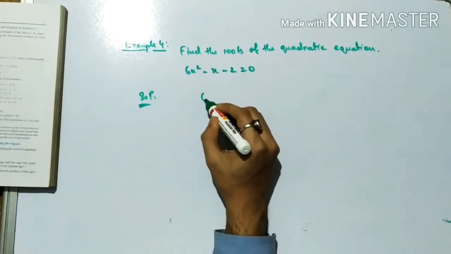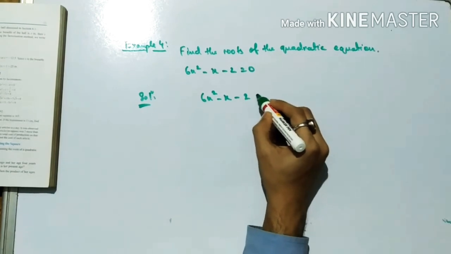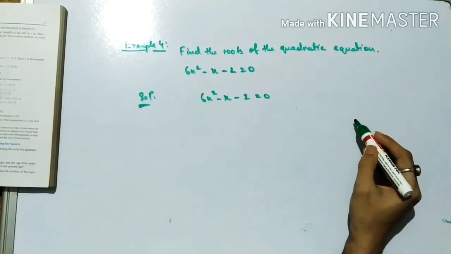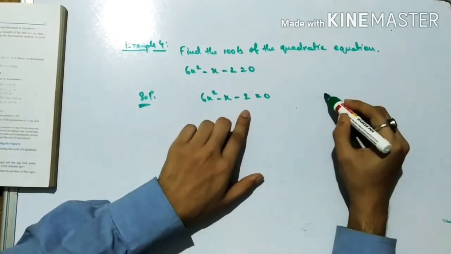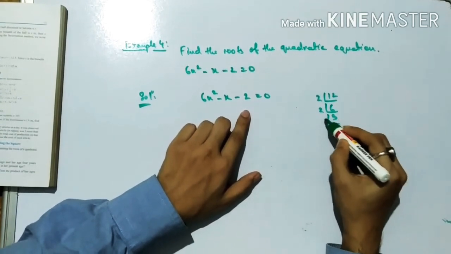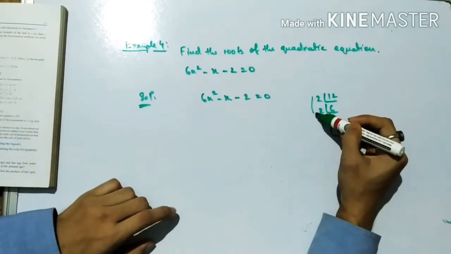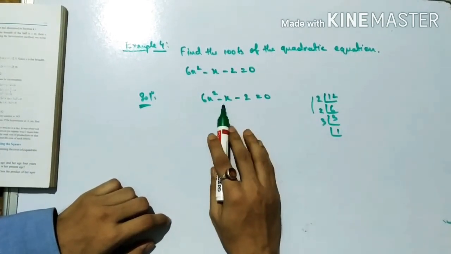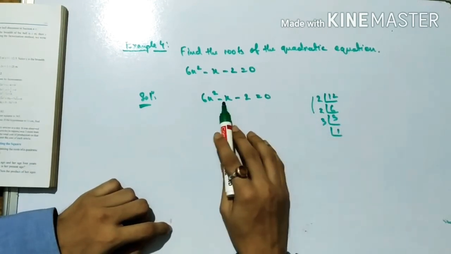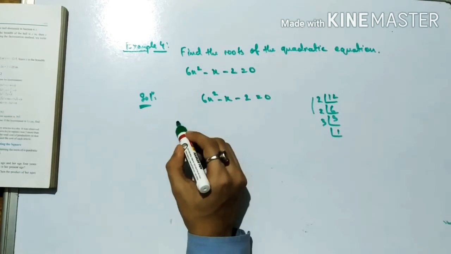So again I will take the help of factorization. 6x square minus x minus 2 is equals to 0. 6 into 2 I will get 12. 2 6s are 12. 2 3s are 6. 3 1s are 3. Now you see 2 2s are 4. I will get minus 4 plus 3. Yes, if I do minus 4 plus 3, then I can get minus 1.